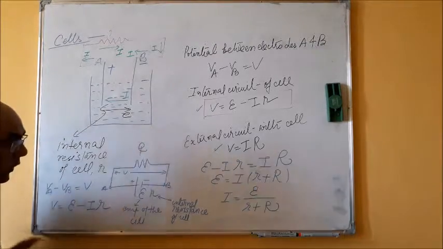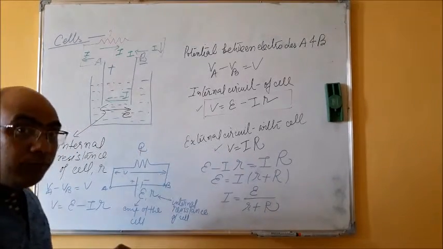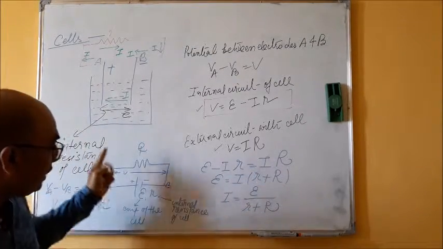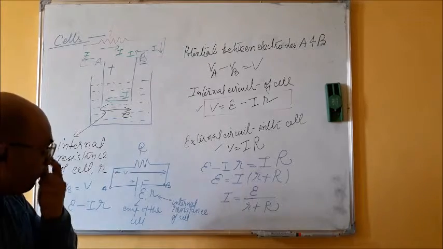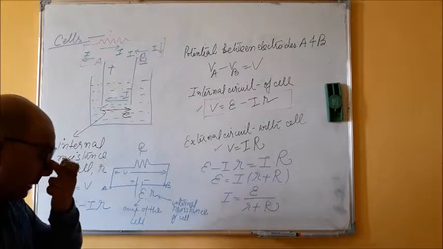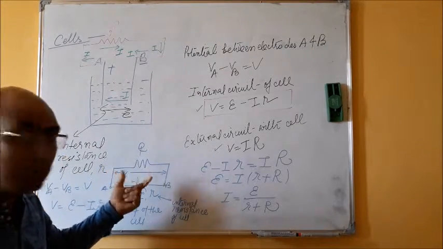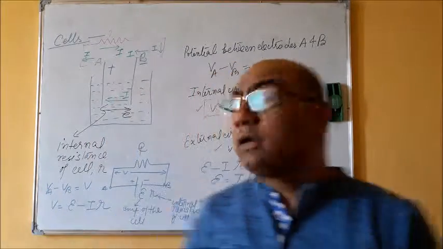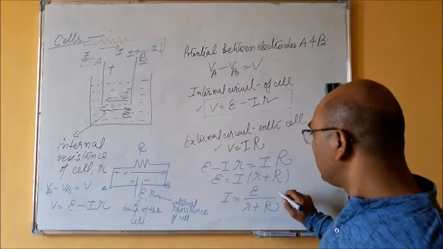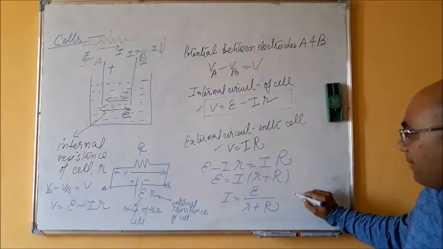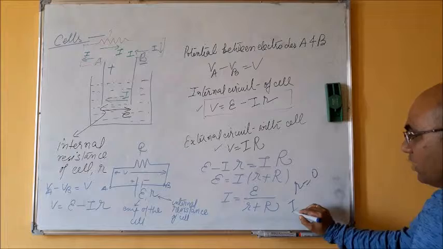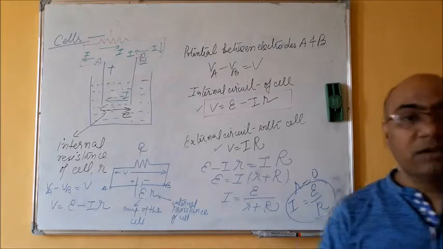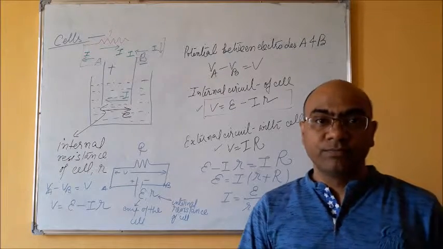And if I want to flow the maximum current, this is the formula of the current flowing in this circuit. If I want to know the maximum value of current that can flow to this resistance, it is given by this formula if I put r equals 0. In that case, this will be the maximum current that can flow in the circuit.